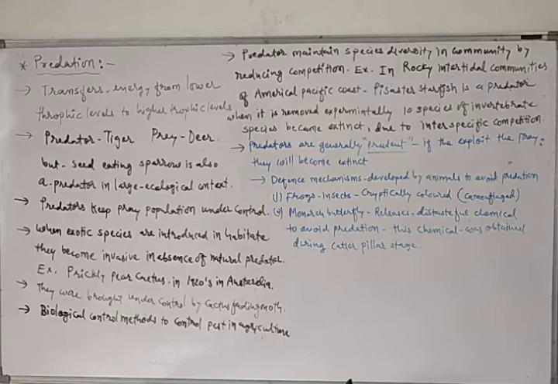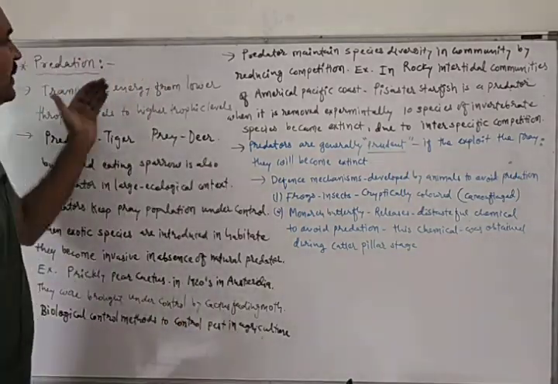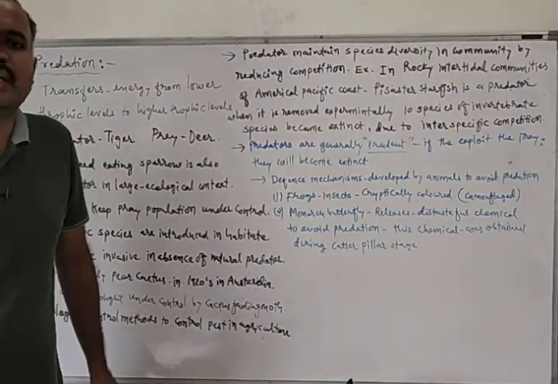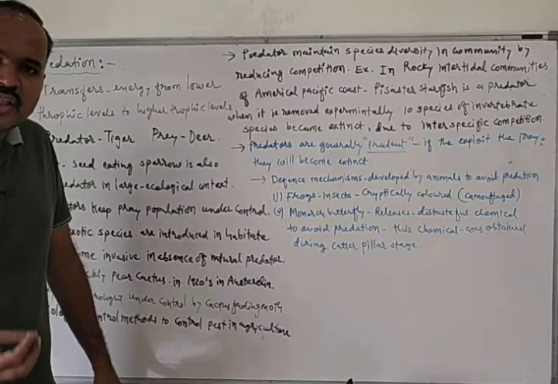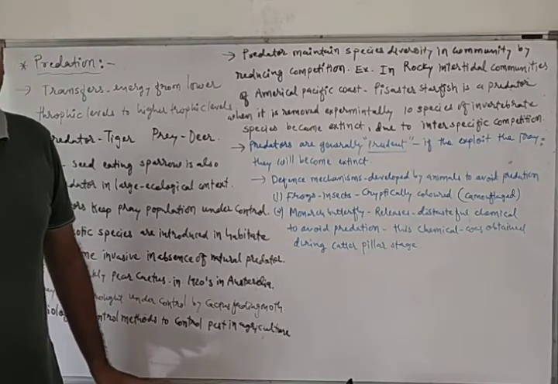So what is the significance of predation? Predation transfers energy from lower trophic level to higher trophic level in the ecosystem. Predation helps in the transfer of energy from lower trophic level to higher trophic level.